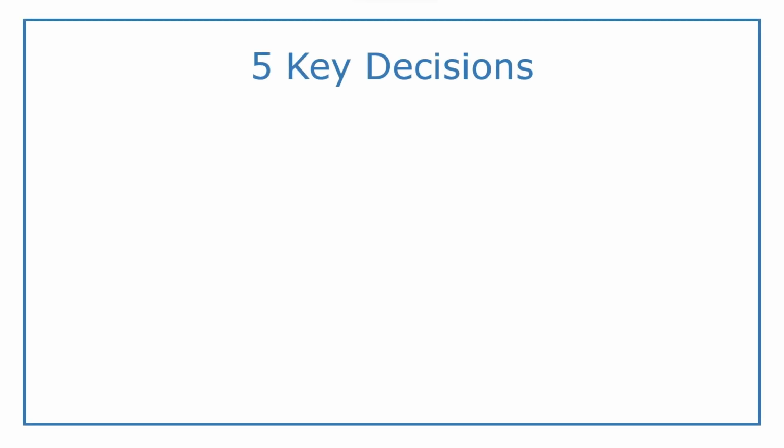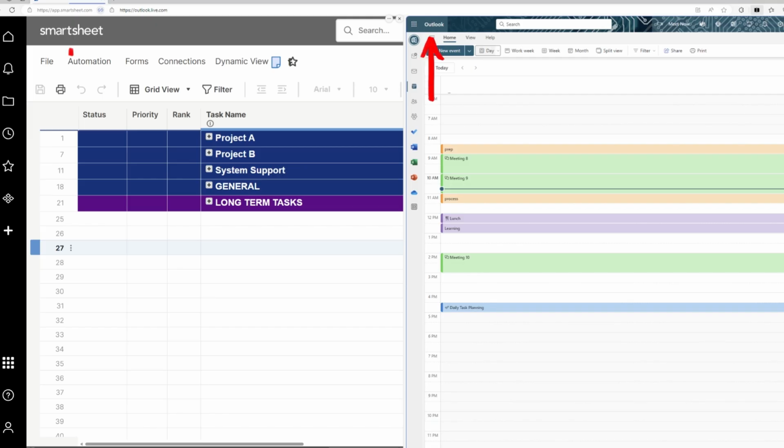To accomplish structure, we need to make 5 key decisions for how we will manage and organize tasks. Software. For this method, you will need 2 apps, a calendar and a spreadsheet. I use Outlook and Smartsheet, but any similar apps will suffice.